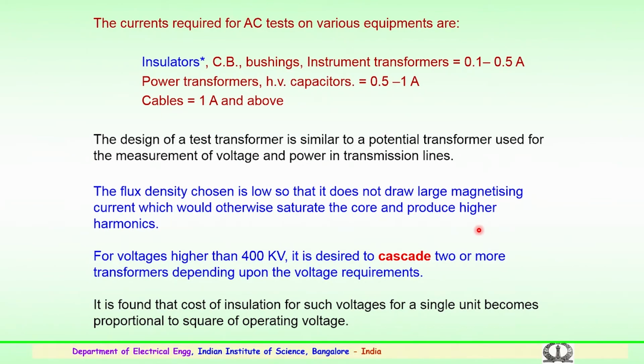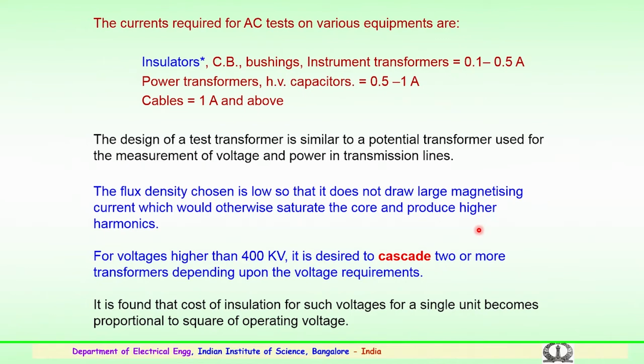So, there are standards for each of the equipment, specifying the current to be applied and the duration to be applied. For example, for insulators, circuit breakers, bushings and instrument transformers, the specified current rating is anywhere between 0.1 to 0.5 amps. For power transformers and high voltage capacitors, the current rating of the AC tests is between 0.5 and 1 amp. For cables, it is generally 1 amp and above.